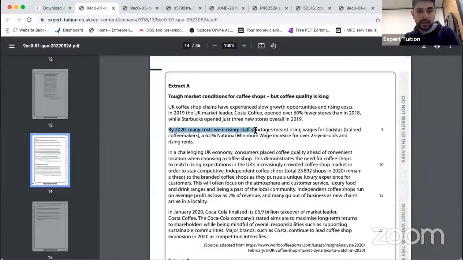Many costs were rising. Staff shortages meant rising wages for baristas. A 6.2% national minimum wage increase for over 25-year-olds. Oh, interesting. What is that? Minimum wage for people above the age of 25 is called the living wage. Do you know what your question now becomes? It becomes the exact question we just did. It is the exact same answer.